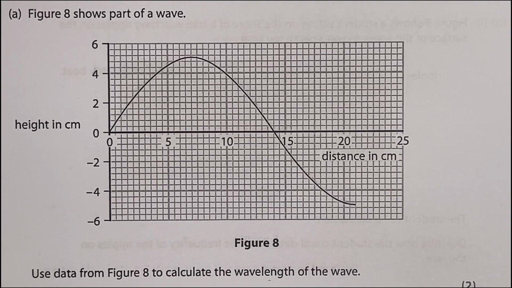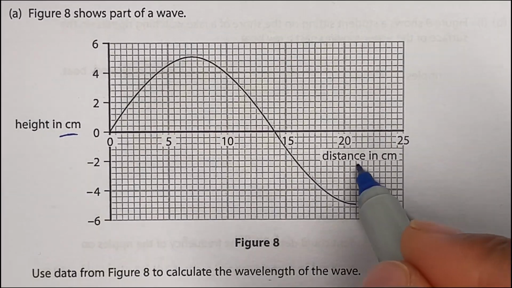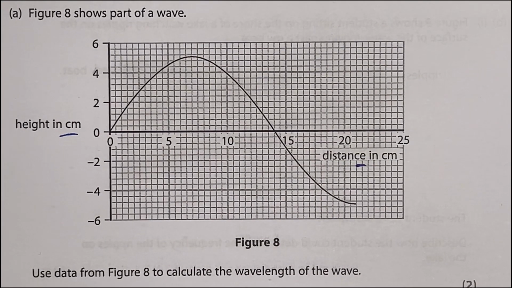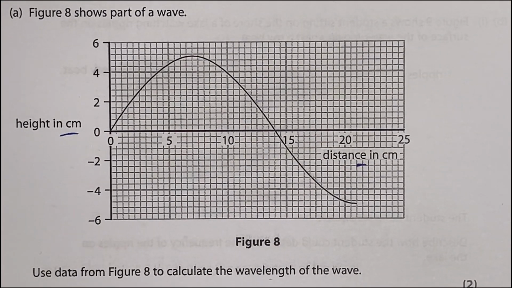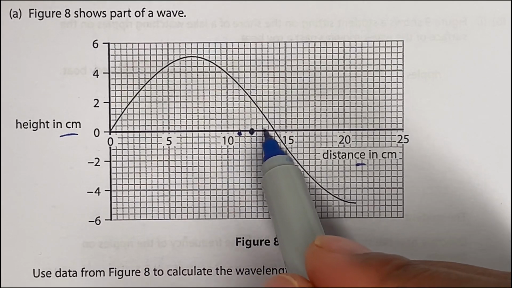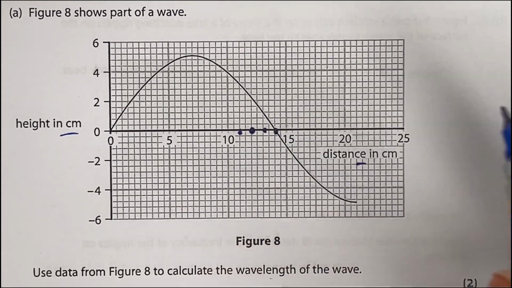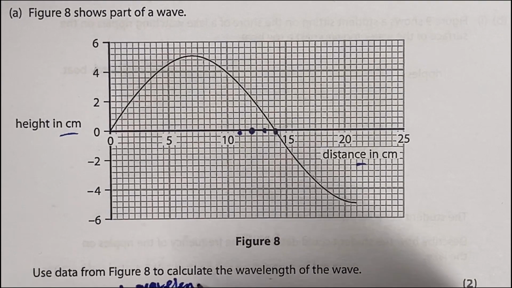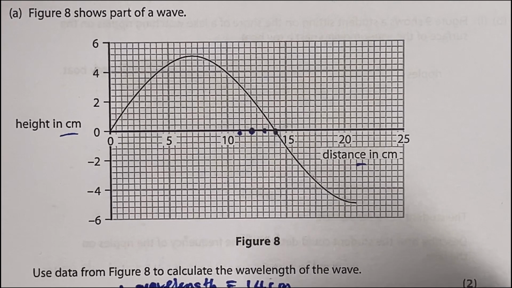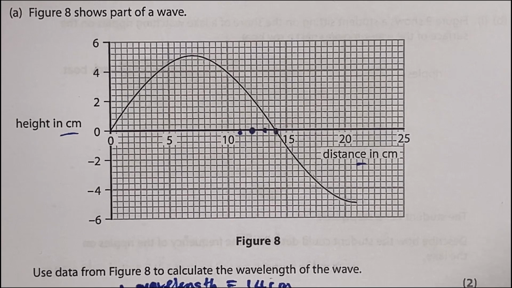Figure 8 shows part of a wave. So height in centimeters, distance, the peak of the wave is this. Okay, use the data to calculate the wavelength of the wave. The wavelength would be, so if half of this wave took 10, 11, 12, 13, 14, so half of the wave is 14. Half wavelength is 14 centimeters. So one wavelength would be 14 times 2, which is 28 centimeters. So my wavelength will be 28.